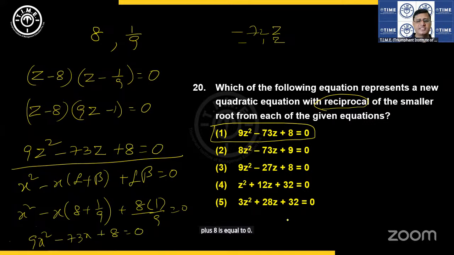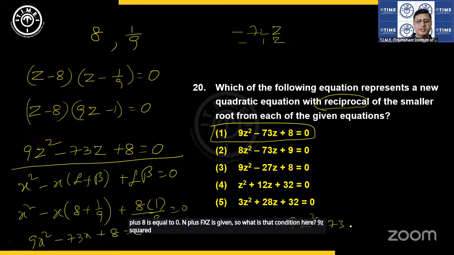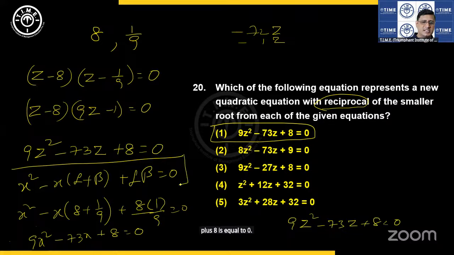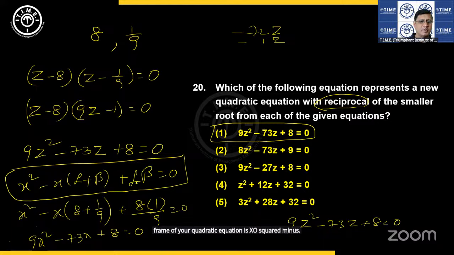In place of x, z is given. So what is the equation here? 9z square minus 73z plus 8 is equal to 0. This is the structure of the quadratic equation. So the frame of a quadratic equation is x square minus x of alpha plus beta plus alpha beta is equal to 0. So this is one method. This is the second method.